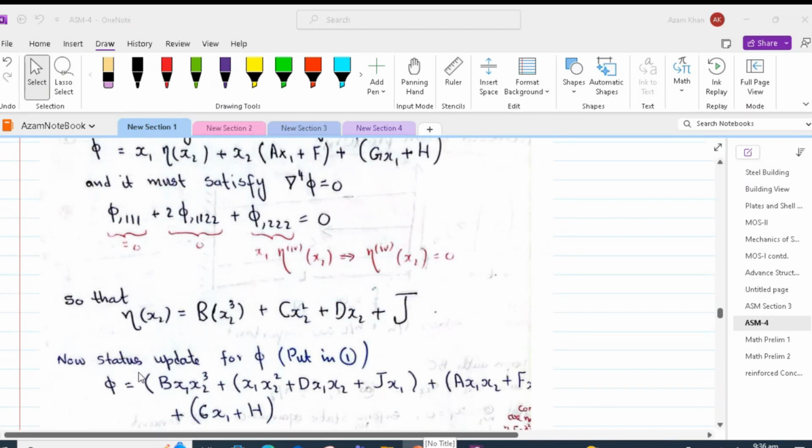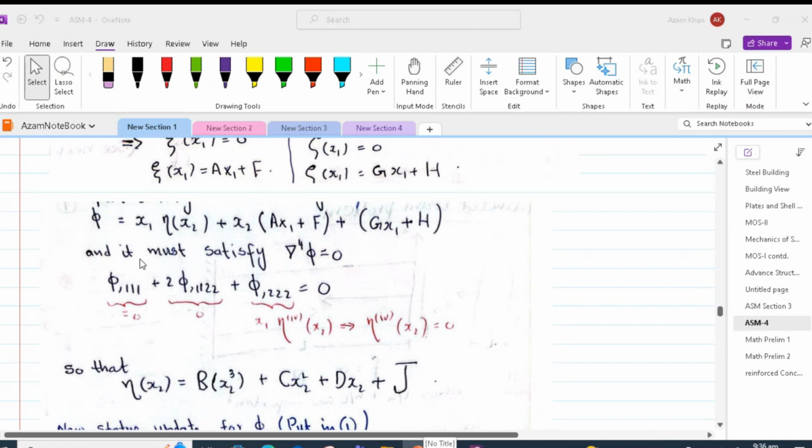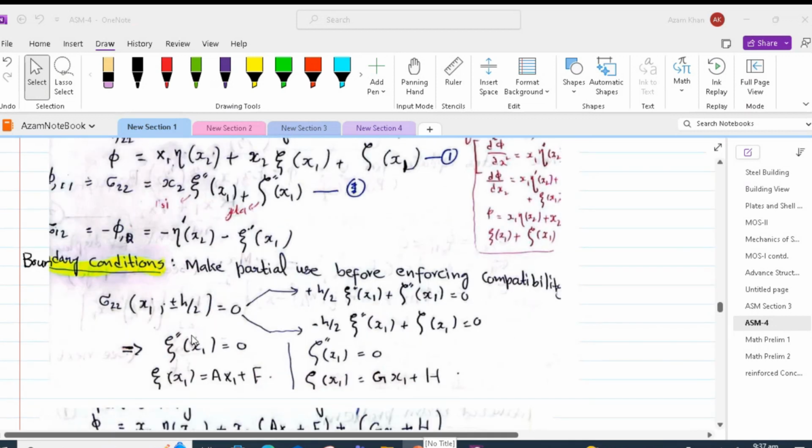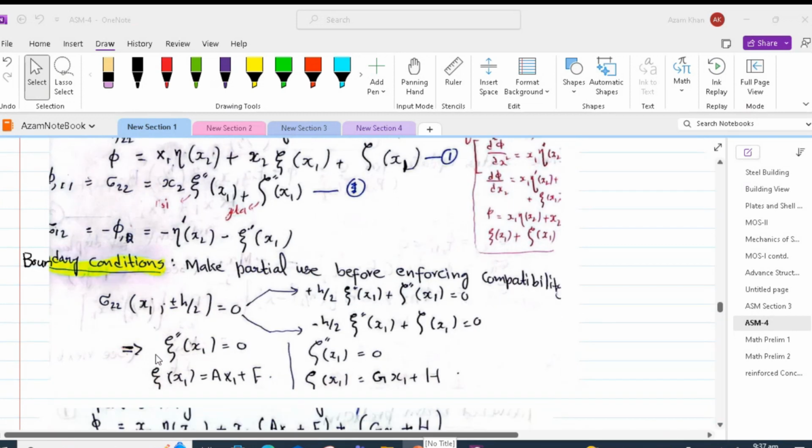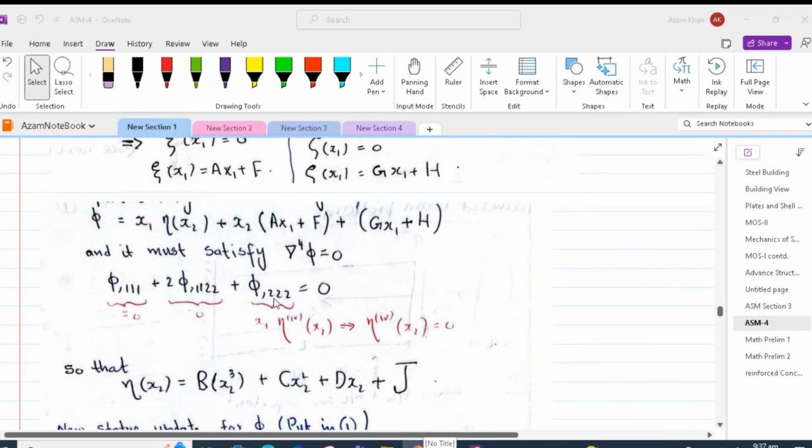Now this equation must satisfy the compatibility equation. The right hand side of the compatibility equation is again taken as 0 because the body force is 0. Inverted delta 4 phi must be equal to 0. So plugging the values, we get phi comma 1111 equal to 0, and phi comma 1122 equal to 0. This is just taking partial differentiation of this function, and we have phi comma 2222 which is equal to x1 eta 4 times x2.